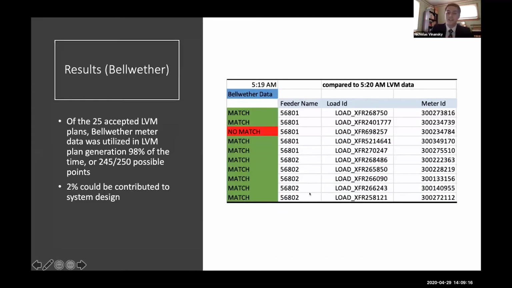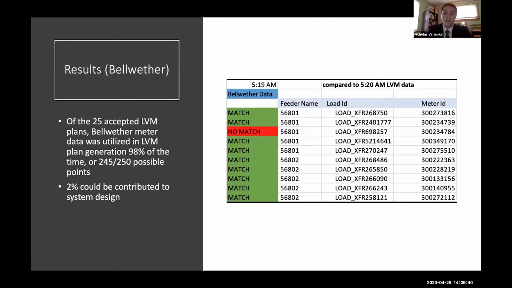So essentially what I did was I used the bellwether files that were accepted. Of the 48 total files, only 25 of the LVM plans were actually accepted. An LVM plan can either be accepted or rejected in the LVM plan validation phase. The plan will be rejected if power factor is not corrected or if there's still voltage problems within the system.